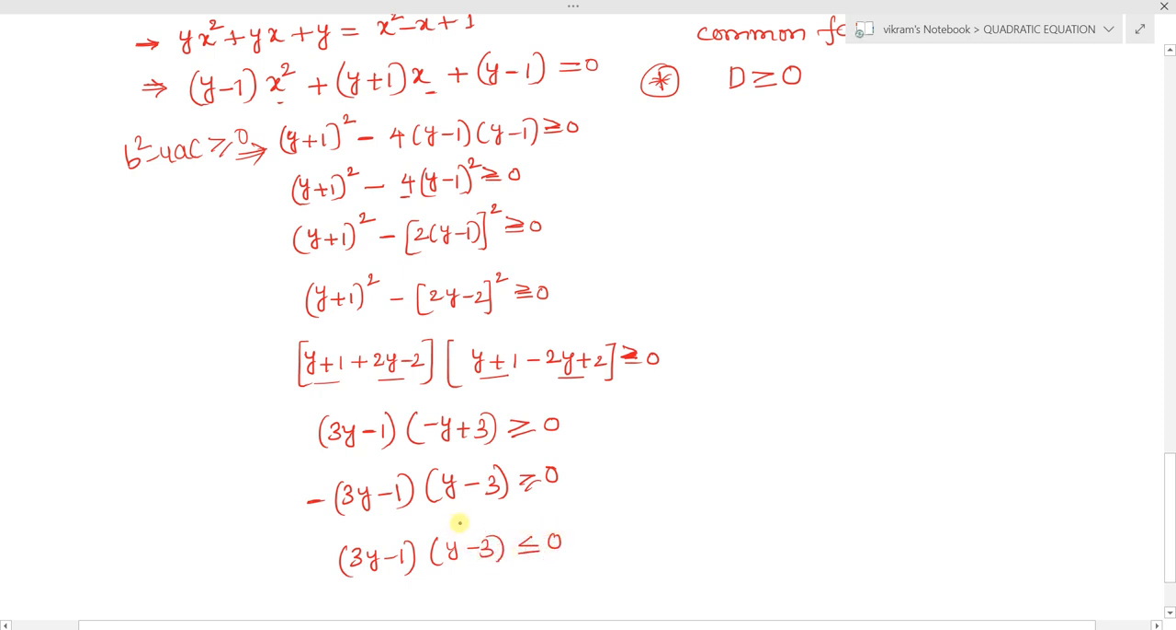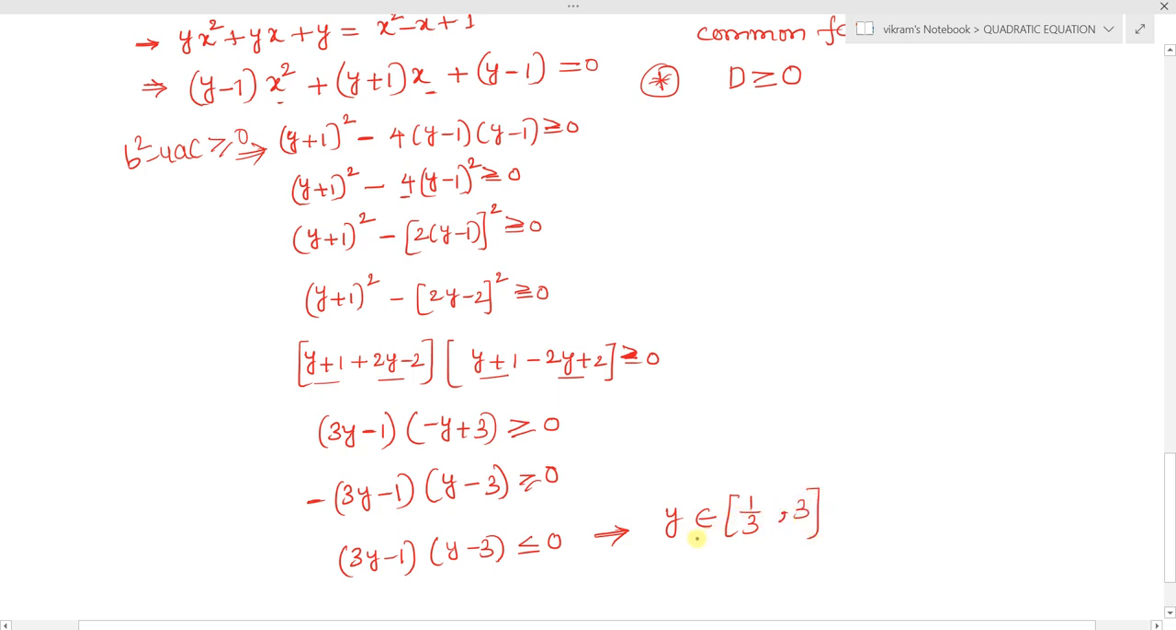Okay, less than or equal to 0. So now 3y minus 1 times y minus 3 is less than or equal to 0. Whenever it is less than or equal to 0, we can write y belongs to, where 3y minus 1 equals 0 means 1 by 3, and y comma 3.